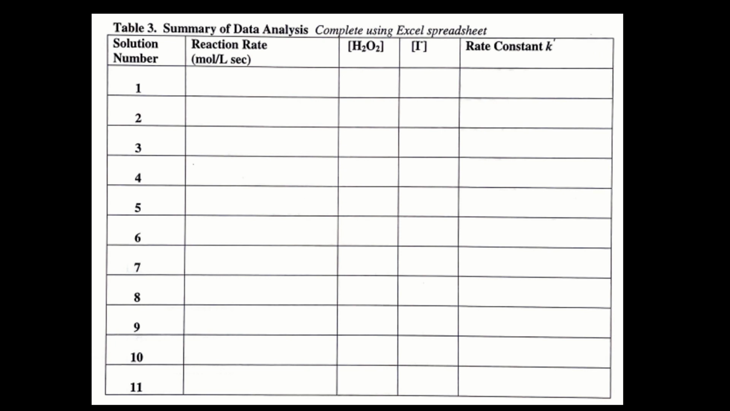Now, next part is going to be filling in this table, which has for each of your solutions a reaction rate in units of moles per liter per second, or molarity per second. And then we have our concentration of hydrogen peroxide and iodide ion. Because this is instantaneous reaction rates, we're concerned with the initial concentration of both. So what you'll be filling in is the initial concentrations of H2O2 and I-. And then eventually we'll calculate the rate constant k or k prime as shown in our procedure.